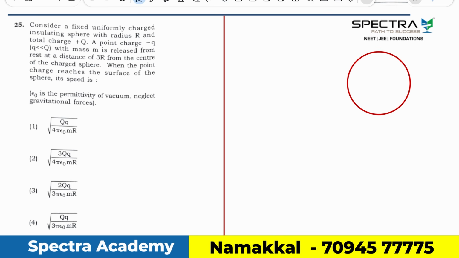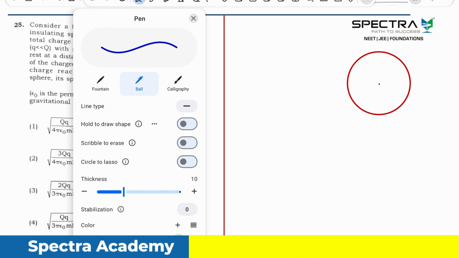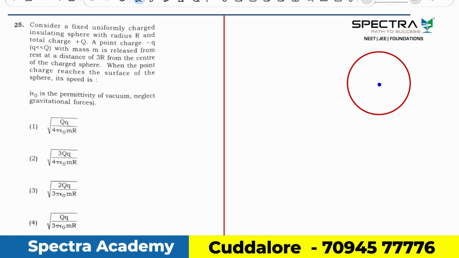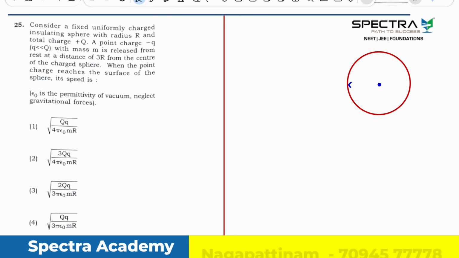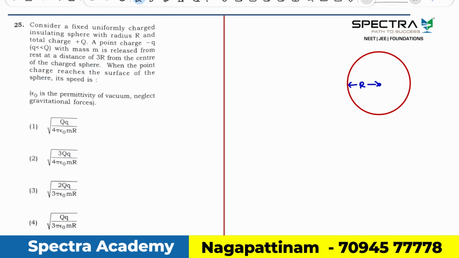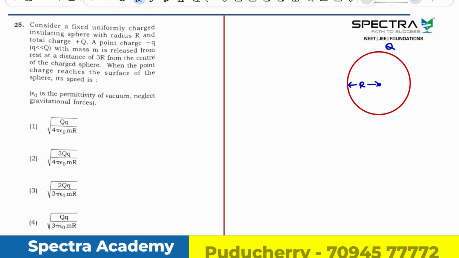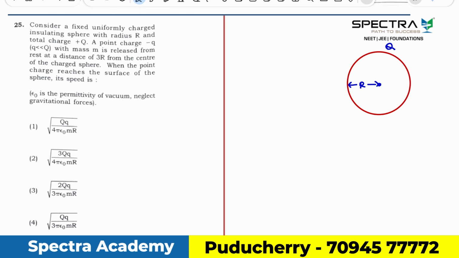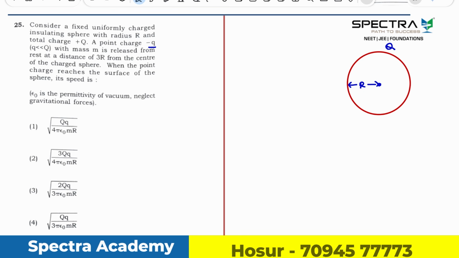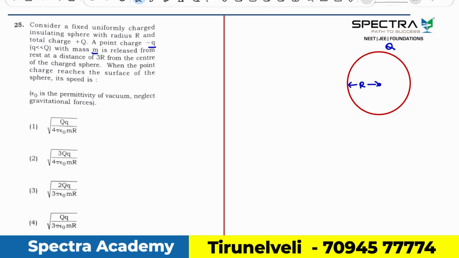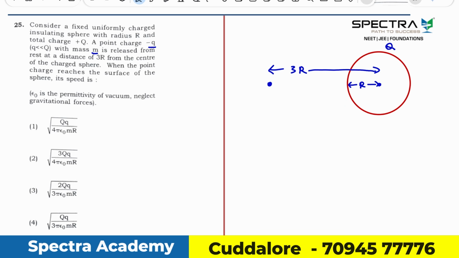Okay, now this sphere, I can tell this sphere has a radius r and charge Q. Now what happened? There is a point charge minus q with mass small m, which is released from rest at a distance 3r from the center. So from distance 3r you are releasing a charge which is minus q.